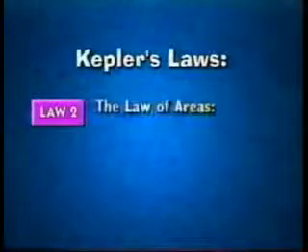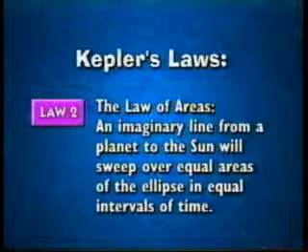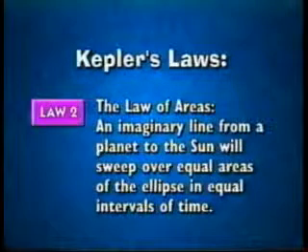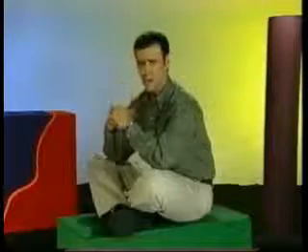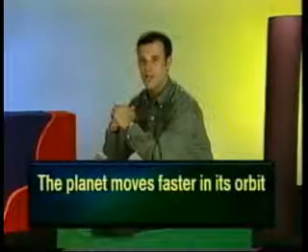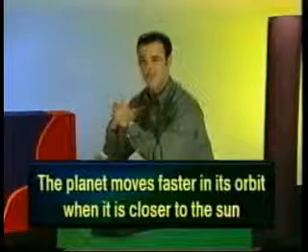Law 2. The law of areas. An imaginary line from a planet to the Sun will sweep over equal areas of the ellipse in equal intervals of time. That's kind of a confusing statement. What it really means is that the planet moves faster in its orbit when it is closer to the Sun. Kepler's law just explains things mathematically.